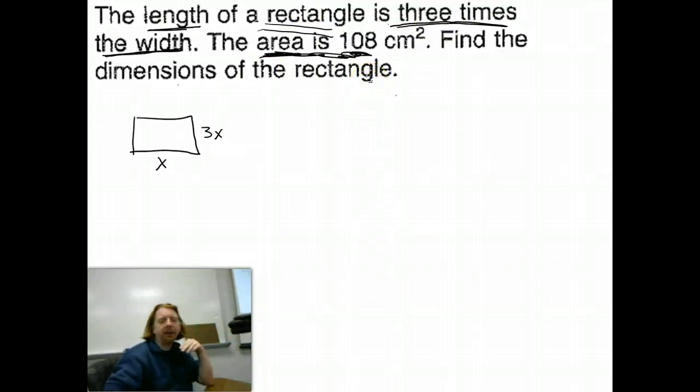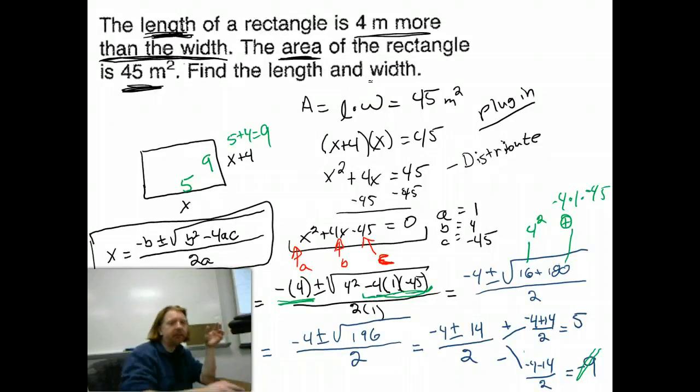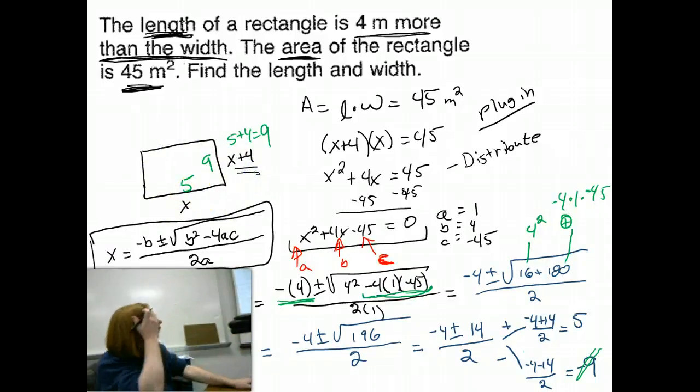I'm going to back up real quick here. That's what we did back in this mess. Right over here, we said here's the width, and the length is 4 more than that. So x plus 4.